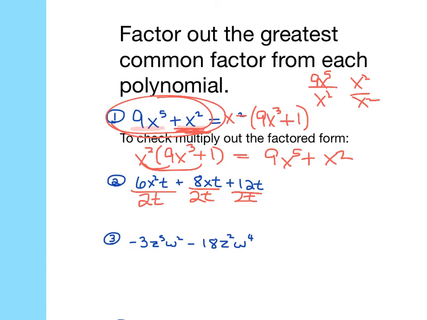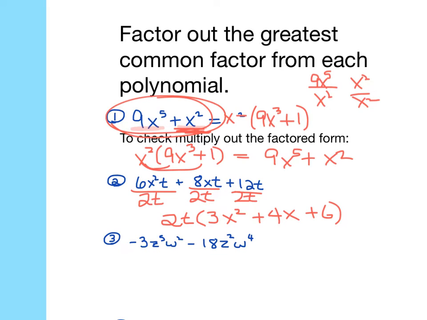You don't have to show this. You could jump right to the answer, and then you're going to write the greatest common factor outside of the parentheses, and in the parentheses will be the result of the division. So 6 divided by 2 is 3, and then nothing to divide by the x, so I'm going to put the x squared back, and the t's are going to cancel away. Then 8 divided by 2 is 4, and then it still has an x, and then 12 divided by 2 is 6. And I'm finished.